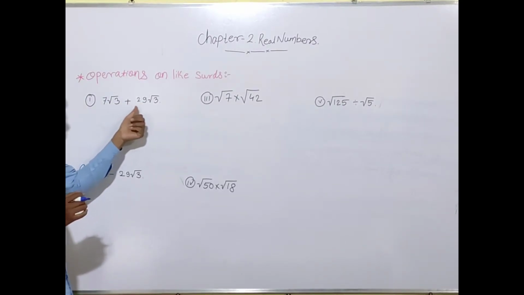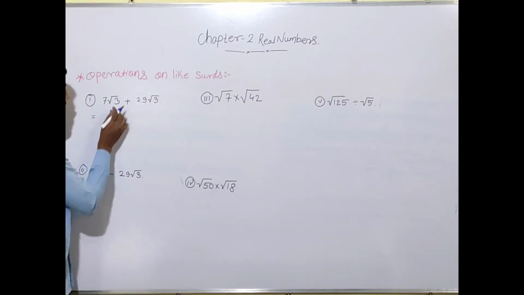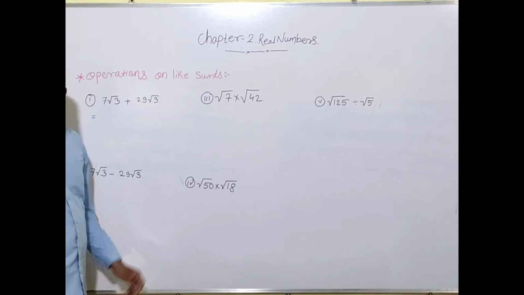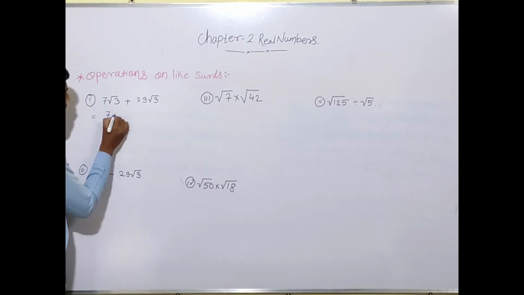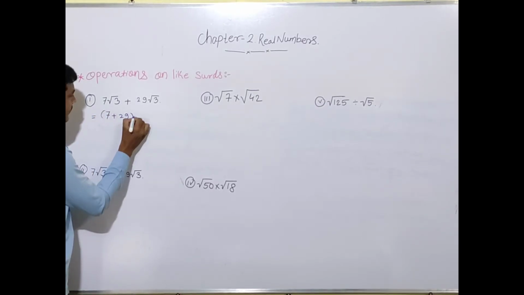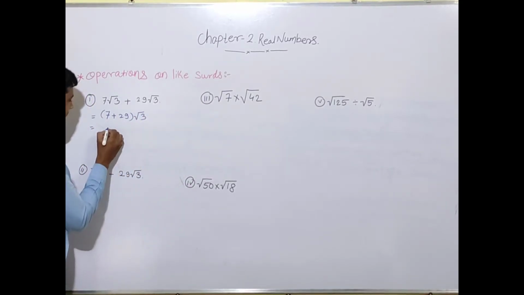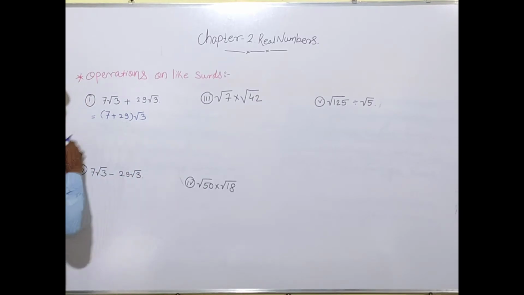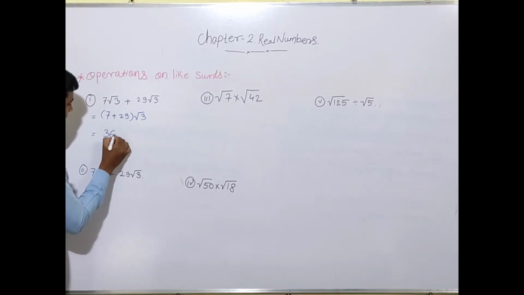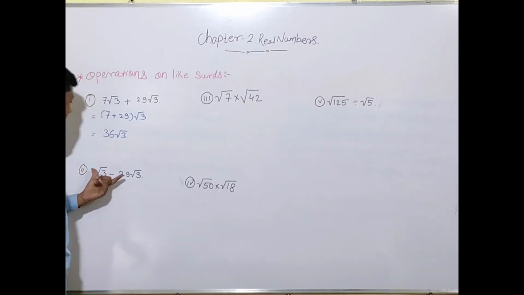Here 7 root of 3 and 29 root of 3 are what? They both are like surds. So addition can be done on the two like surds. Here root of 3 and here is also root of 3. So one rule is there to add the two surds, that is 7 plus 29 root of 3. 7 plus 29 means what? It is 36. 36 root of 3. The addition of the two surds is what? 36 root of 3.